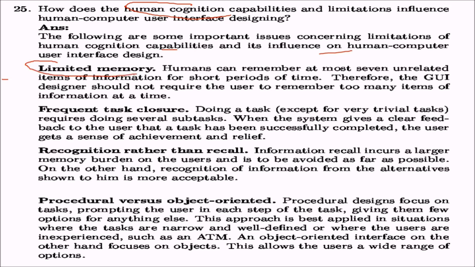First, humans have limited memory. A human cannot remember everything every time. There are frequent task closures. That means doing a task requires doing several subtasks. So when the system gives clear feedback to the user that a task has been successfully completed, the user gets a sense of achievement and relief.